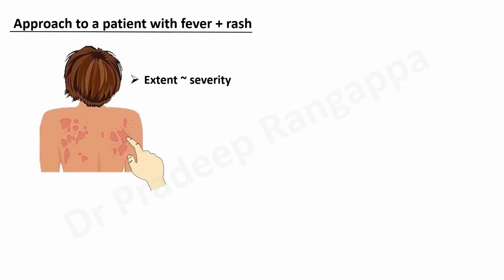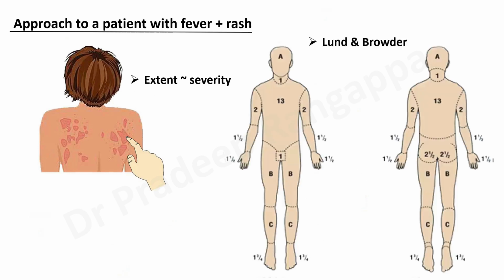fever with rash. And you have to do inspection and you have to palpate, look at the extent of involvement of the skin. And once you expose the patient and look for the involvement, if the involvement is involving the whole of the body surface, then the suggestion is you have to categorize and assess the severity using the typical burns scoring. You use the Lund and Browder chart and mark where all the skin lesions are.